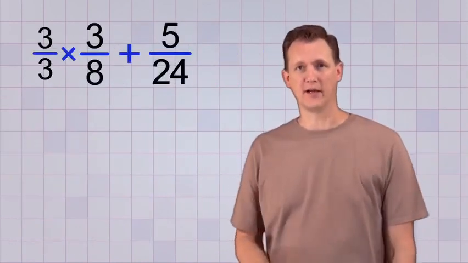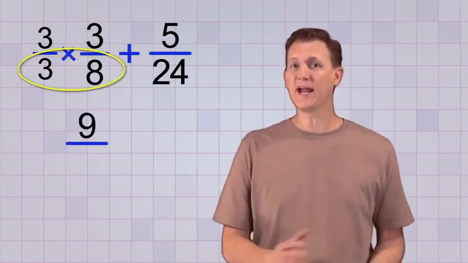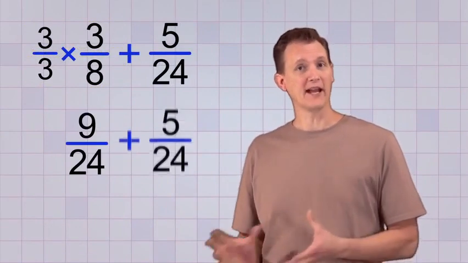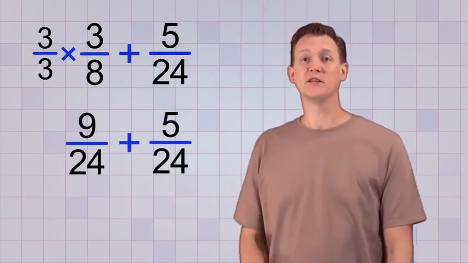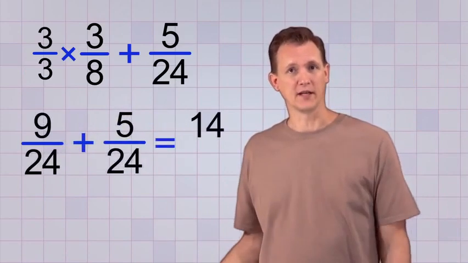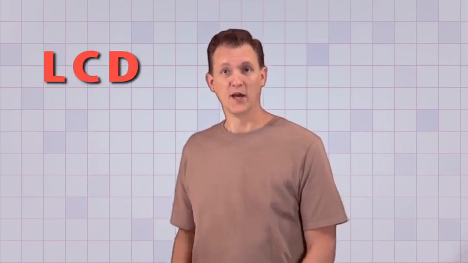Okay, now we multiply. On top, 3 times 3 gives us 9, and on the bottom, 8 times 3 gives us 24, just like we wanted. Now we have like fractions, and we can use our simple procedure to add them. We add the top numbers, 9 plus 5 equals 14, and we keep the same bottom number, 24. Okay, ready for one more example? Let's find the LCD for these fractions. 2 over 9 and 7 over 12.